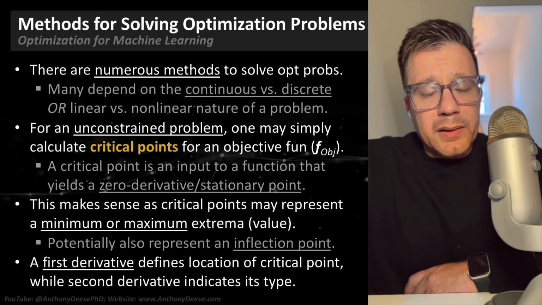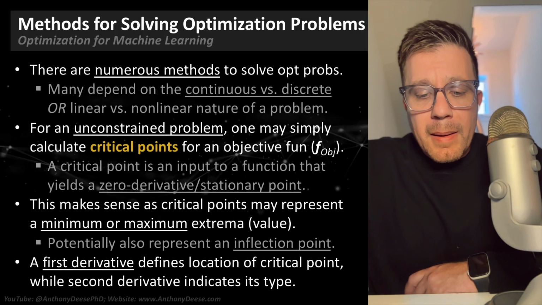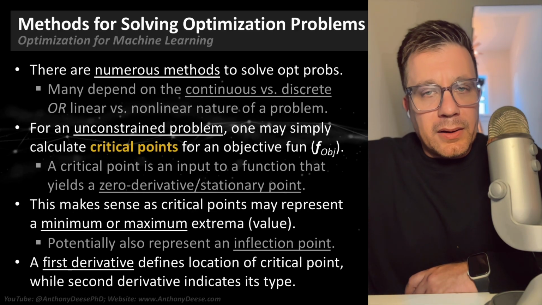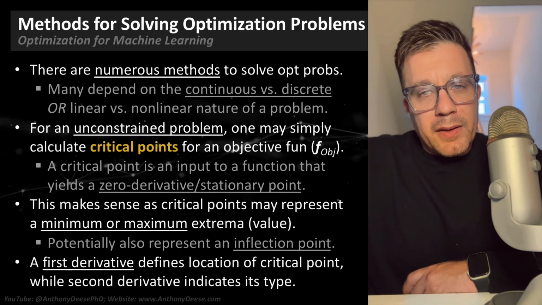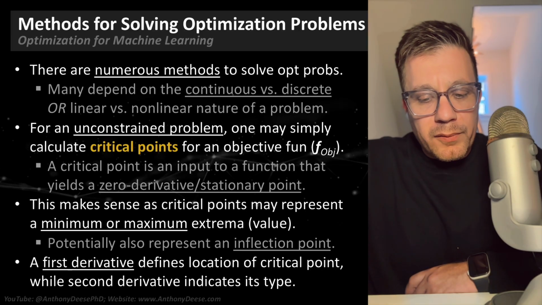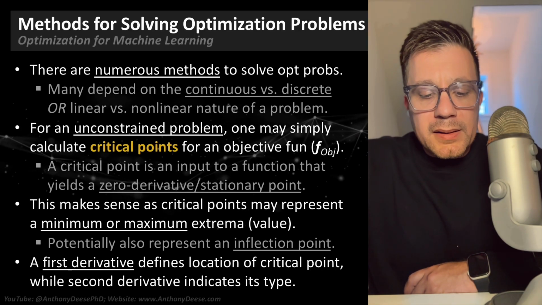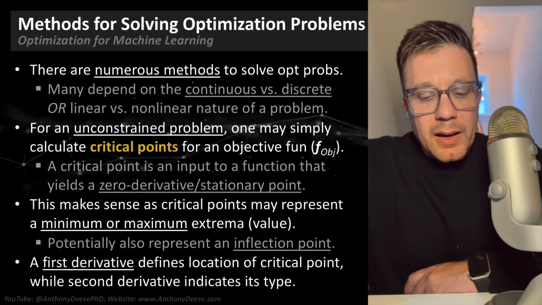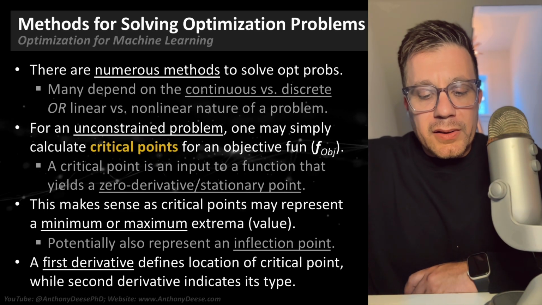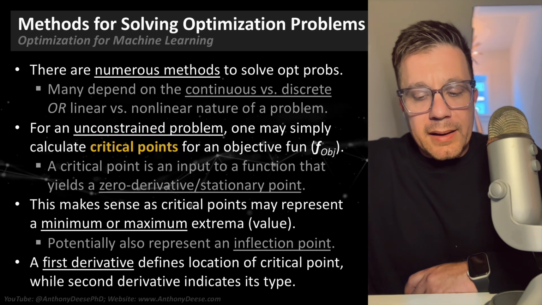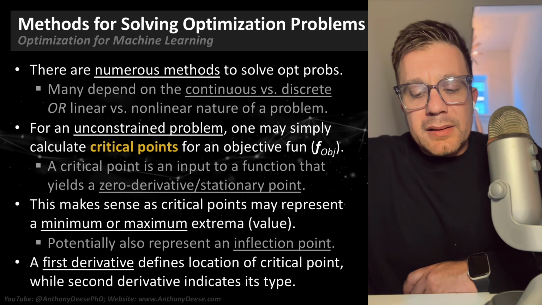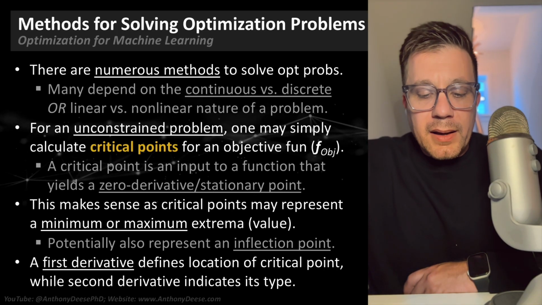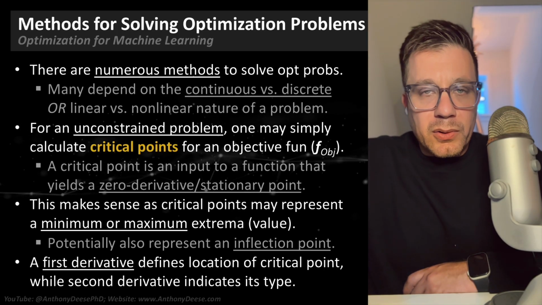Now, there are numerous methods to solve optimization problems. Many depend on the continuous versus discrete or linear versus nonlinear nature of a problem. We have to understand the problem type before we can determine how to solve. For an unconstrained problem, one may simply calculate the critical or stationary points of an objective function. A critical point is an input to a function that yields a zero derivative, or again, stationary point. This makes sense as critical points may represent a minimum or maximum extrema value. It could also potentially represent an inflection or a saddle point.